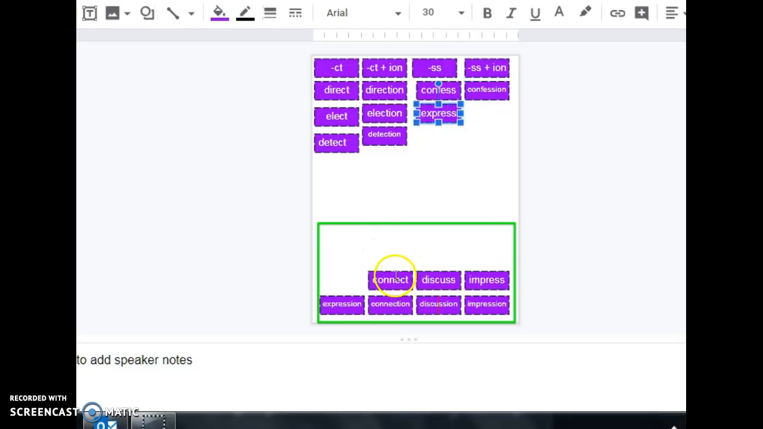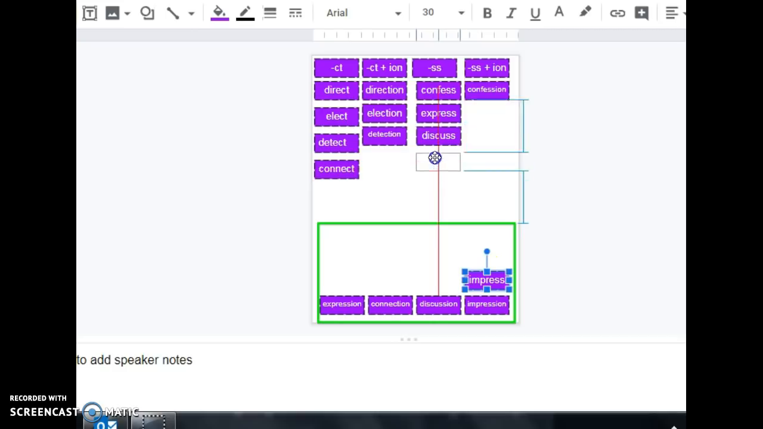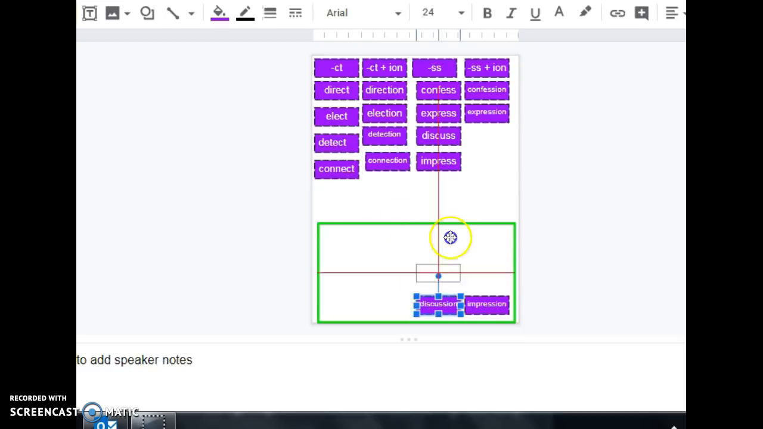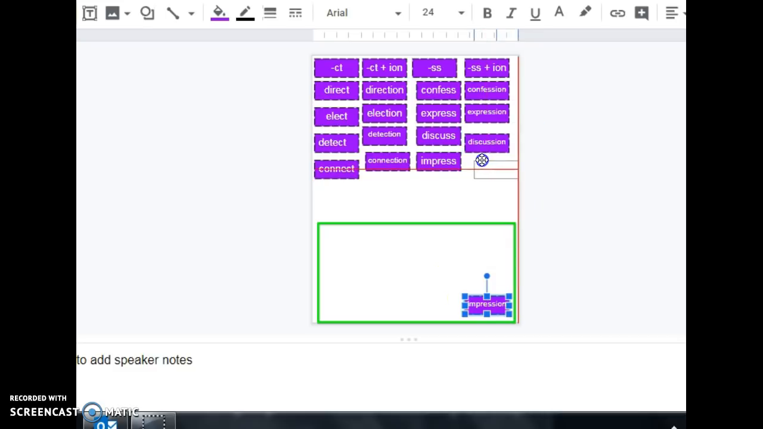Connect, connect has that T sound at the end, spelled CT. Discuss, we hear the S sound at the end, spelled double S. Impress, same thing, we hear the S sound at the end, spelled double S. Expression, we hear the S plus ION, the shun sound, SSION. Connection, we hear the T sound, that shun, again, CTION. Discussion, SSION. And last but not least, impression, SSION.